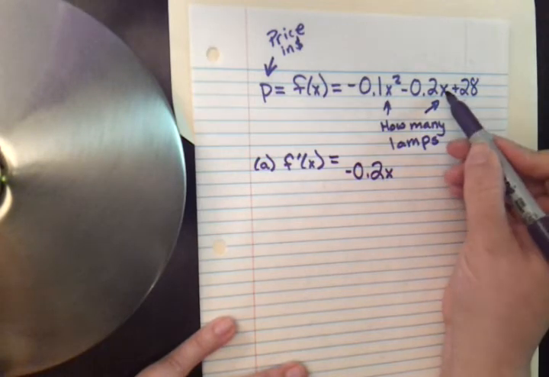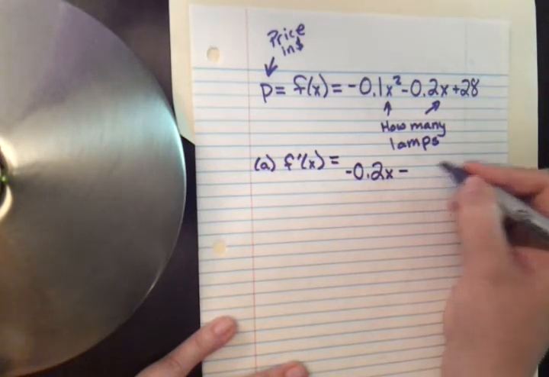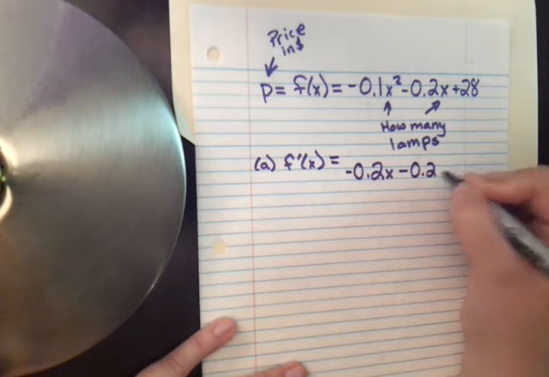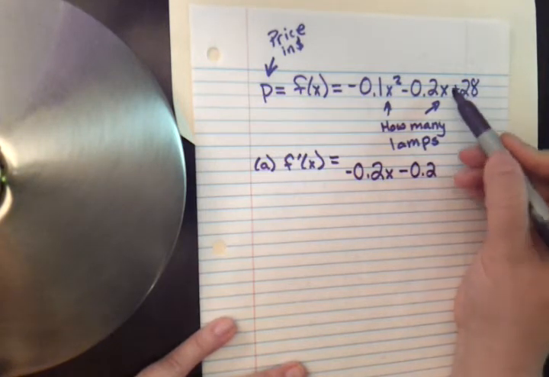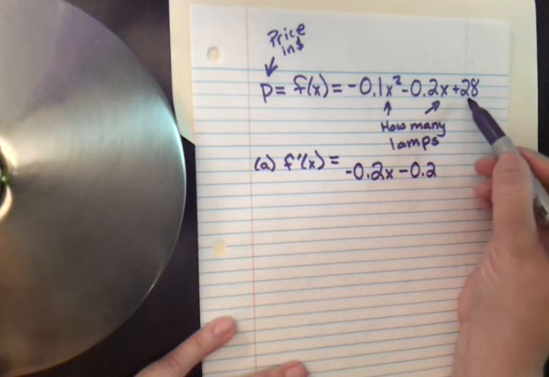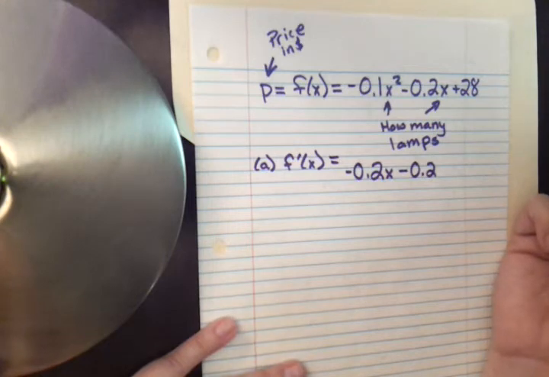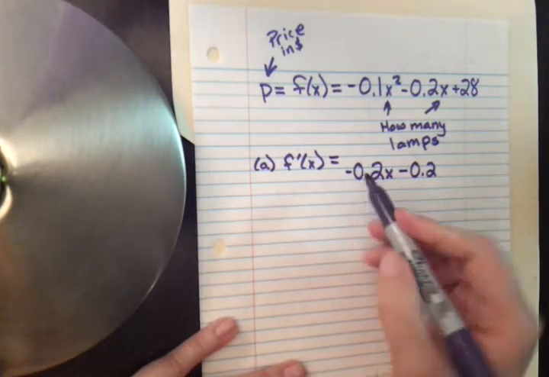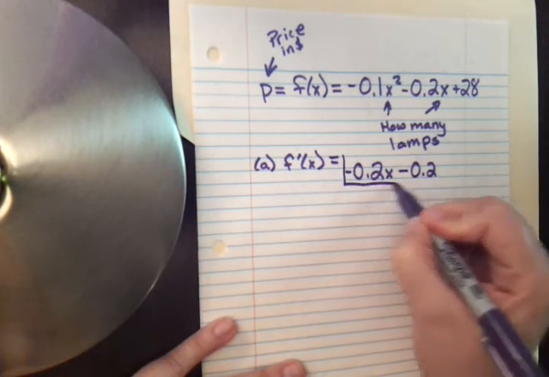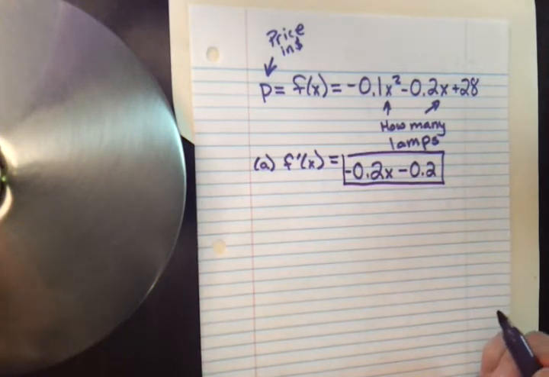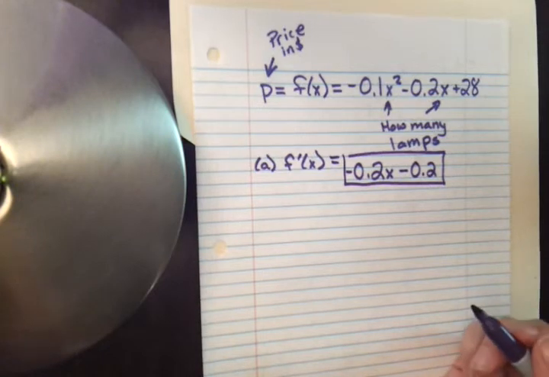For this one here, we've got an x, and when we use our power rule, we're just going to get the 0.2. Our x is going to go away because it's going to the 0th power. And then our constant rule, the 28, that's going to disappear too. That's going to turn into a 0. So our actual derivative for A is negative 0.2x minus 0.2.